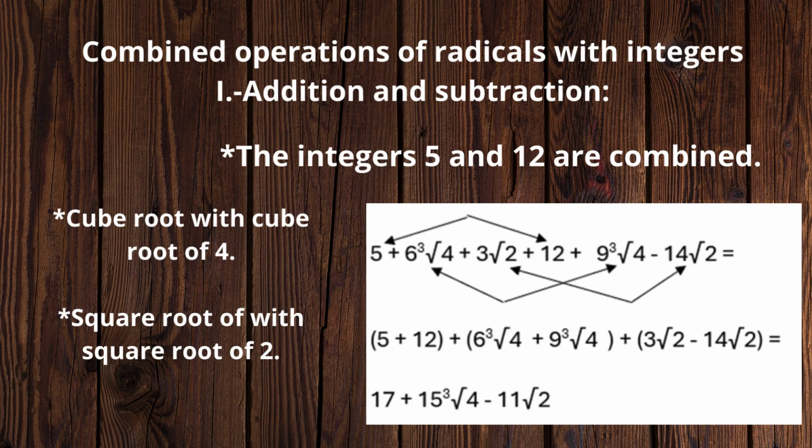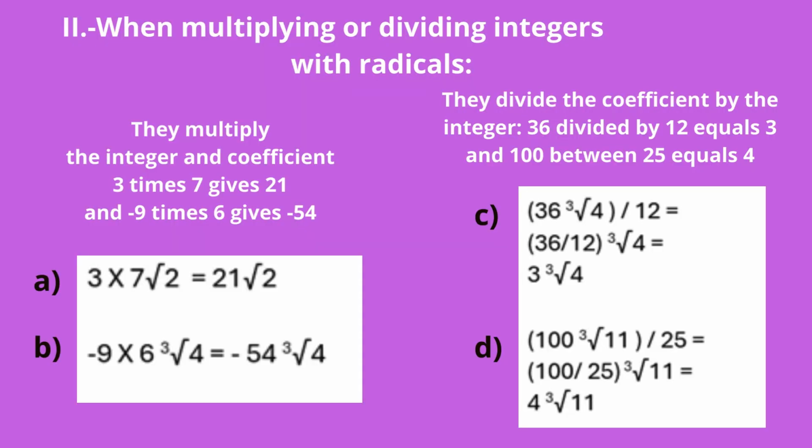The end result is 17 plus 15 cube root of 4 minus 11 square root of 2. 2. When multiplying or dividing integers with radicals, you multiply or divide the integers with the coefficients of the radicals. In example A, 3 is multiplied by the coefficient 7, resulting in 21 square root of 2. In example C, the coefficient 36 is divided by the integer 12, resulting in 3 cube root of 4.